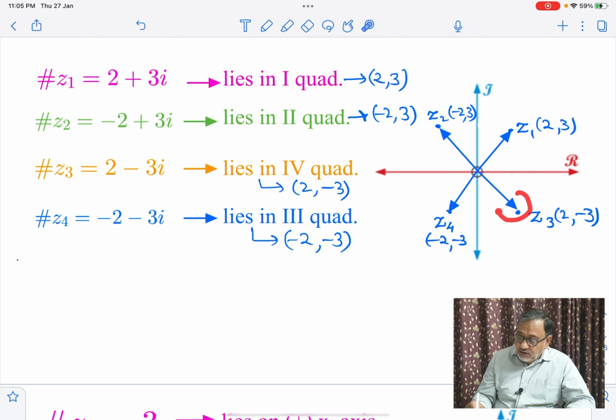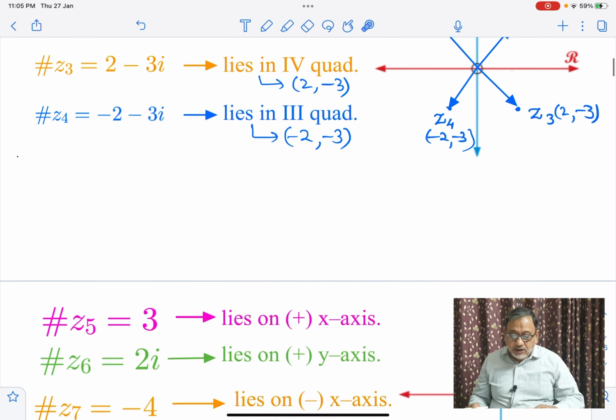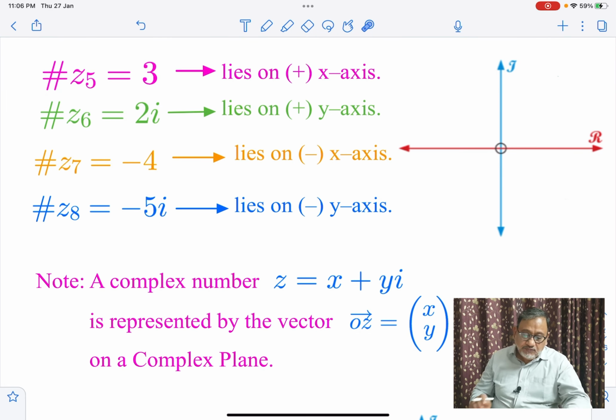Z3 will be in the fourth quadrant because I took Z3 as 2 and minus 3, and Z4 will be in the third quadrant, which is represented by the point minus 2 comma minus 3, okay. So I hope this is clear to you. Now let us again represent the other complex numbers which are purely real or purely imaginary, okay.